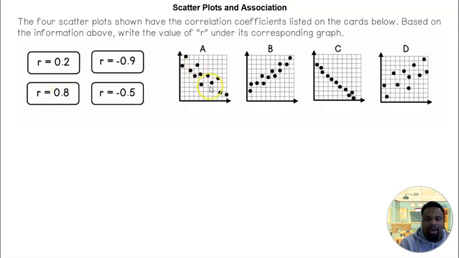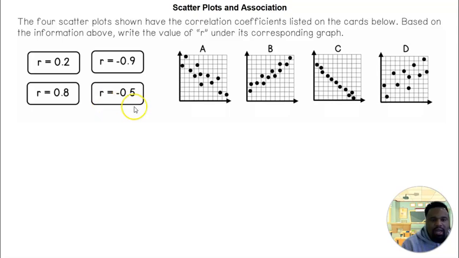Look at graph A. Graph A looks like it's a negative association. But graph C is also a negative association. So you want to compare. Graph C looks stronger than graph A. So then let's look at our negative correlations here.